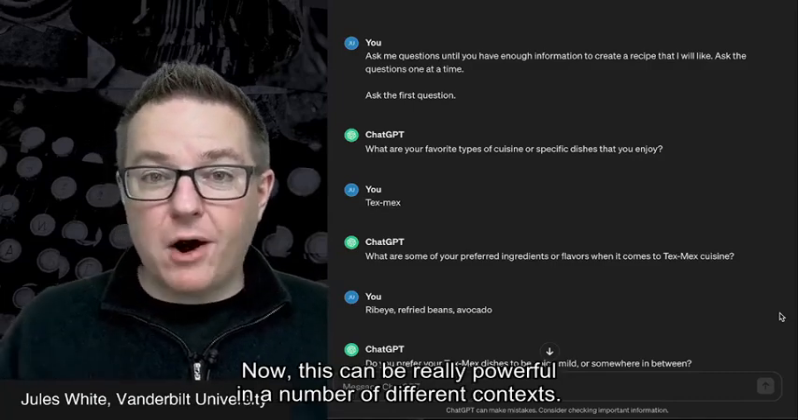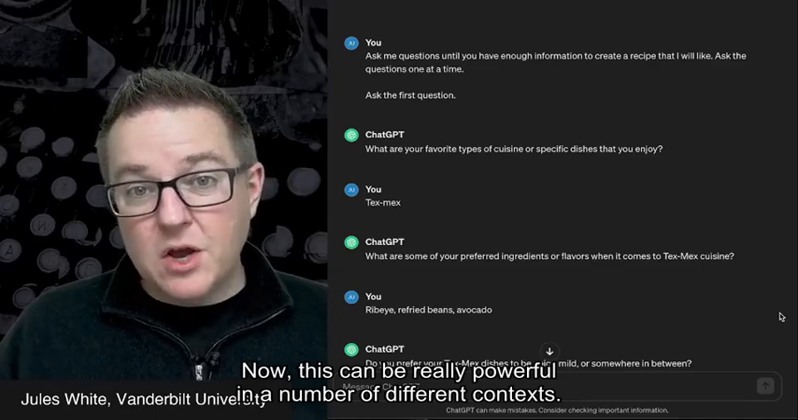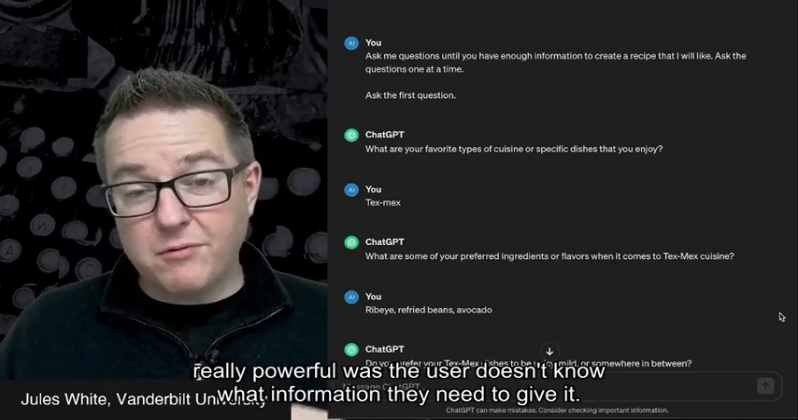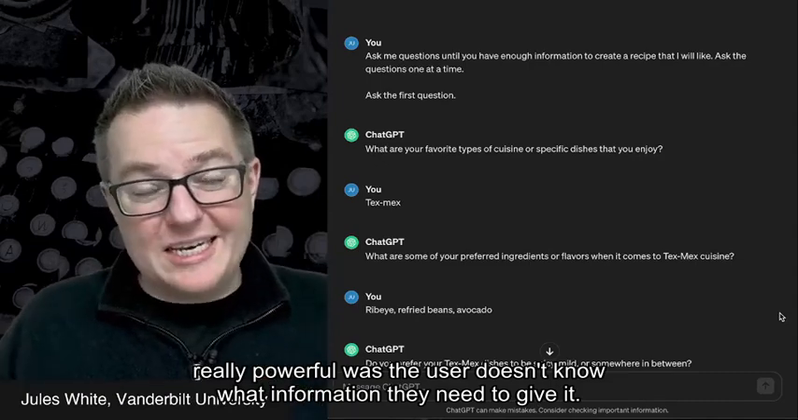Now, this can be really powerful in a number of different contexts. One context where it's really, really powerful is when the user doesn't know what information they need to give it.